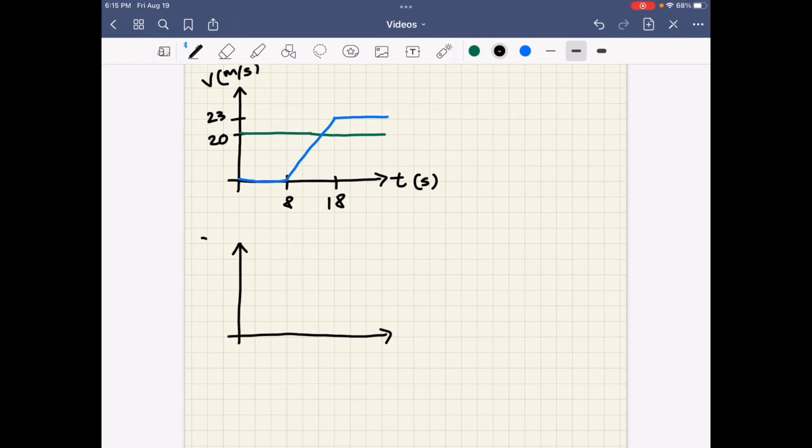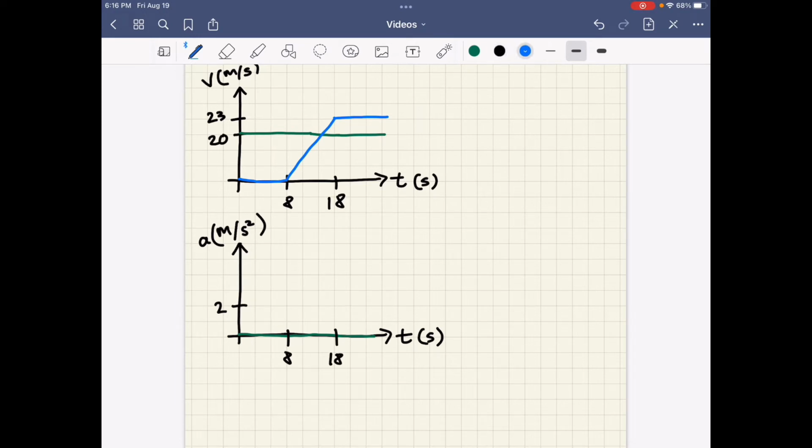So we have acceleration in meters per second squared. And this is time in seconds. Let's say this is 2, right? Now the boat was not accelerating, constant velocity, so here we go. 0 at all times. And let me add the time, right? So this is 8 seconds, and this is 18 seconds.